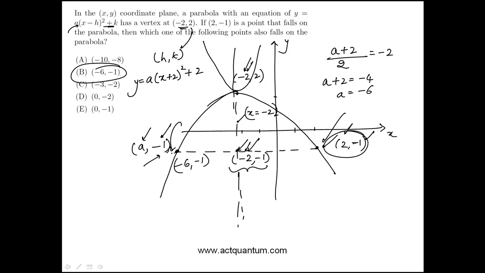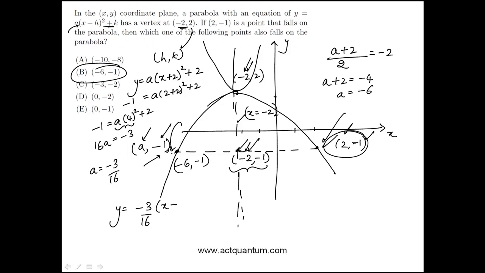And then we're given the condition that the point (2, -1) passes through this. So when x is 2, this would be a(2 + 2)^2 + 2, and y is -1. And we can solve for a. So this is 4 squared plus 2, so this is 16a. That piece is -3, so a is -3/16. Now this gives us the entire equation of the parabola. And this is the long way of doing this problem.